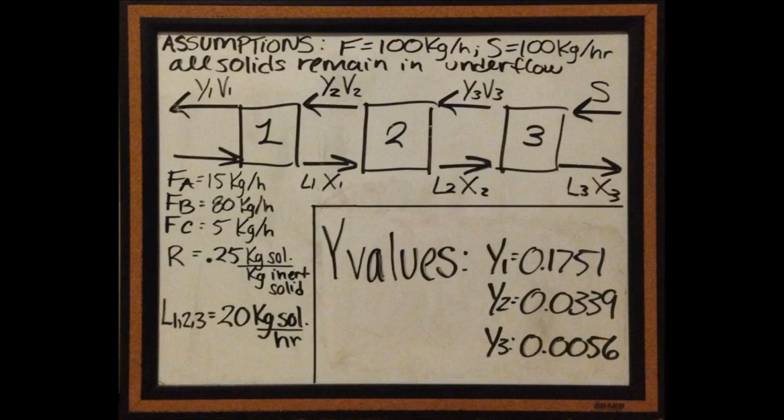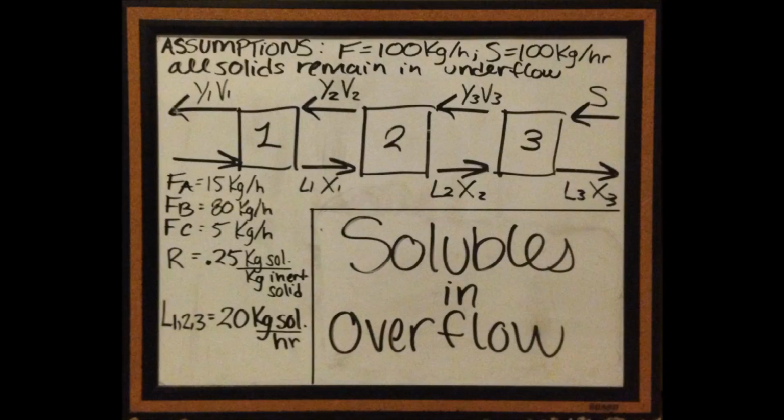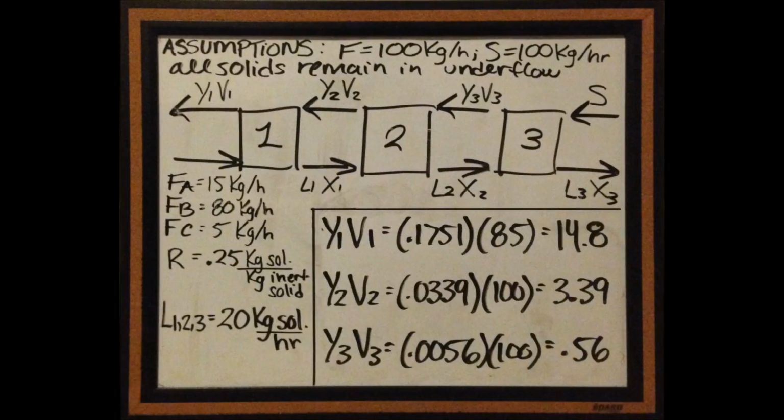By using a program like Excel Solver, you can calculate the y values. Due to the equilibrium state, the x values are the same as these y values. In order to calculate the solubles in overflow, simply multiply the y values by the V overflow rates. This gives you a new flow rate directly related to the amount of solute at that stage.